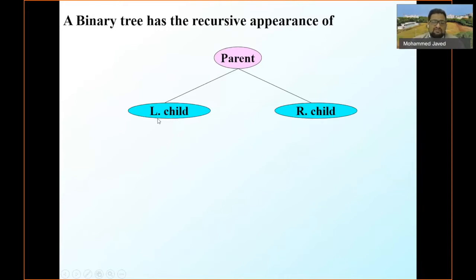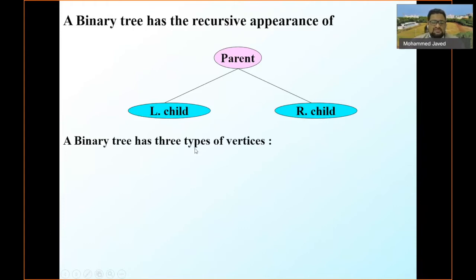So if this left child gets children, then this left child will become the parent, and its left child would be on the left side, and its right child would be on the right side. So similarly in this case also.